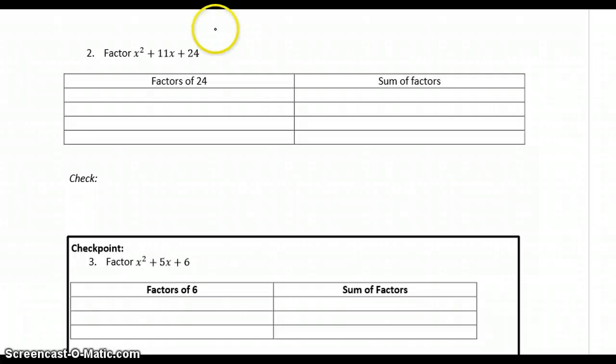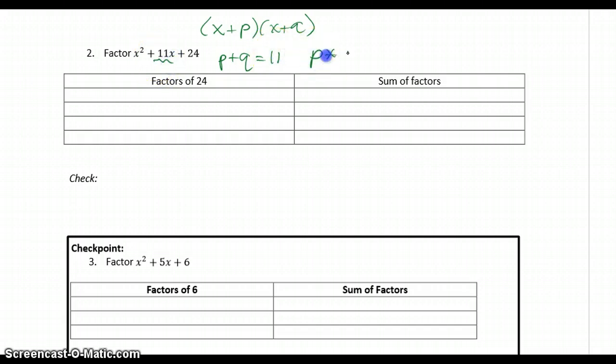So again, we want to find some p and q, so our answer will be x plus some number p times x plus some number q, where p plus q gives us our middle coefficient of 11, and p times q gives us our last term, 24. So first, let's look at factors of 24 and see if those sum together to 11.